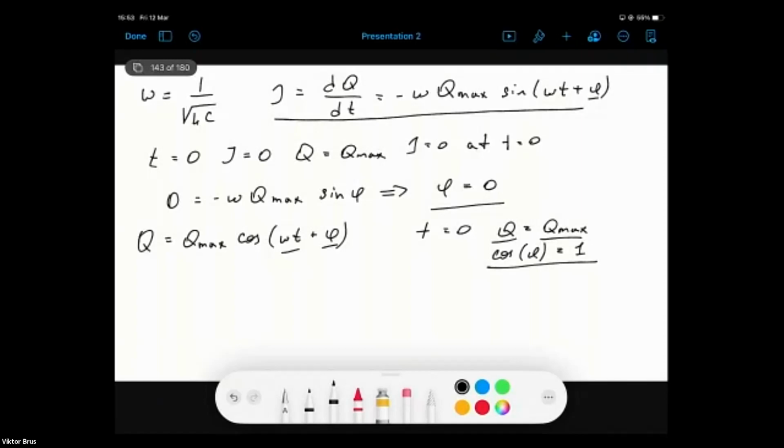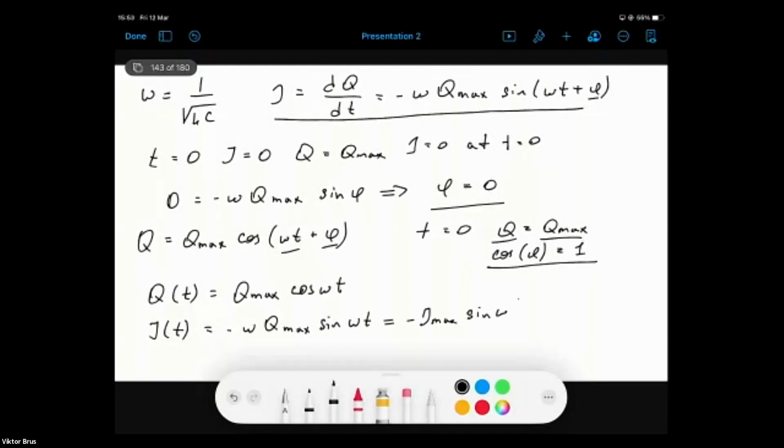The final expressions for the time dependence of electric charge accumulated in the capacitor will be Q maximum times cosine omega t, and the electric current as a function of time will be minus omega Q maximum sine omega t, or it could be minus I maximum sine omega t.